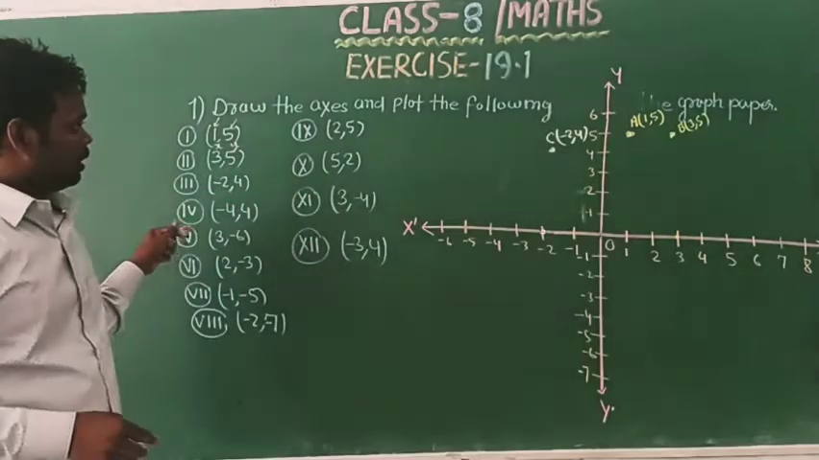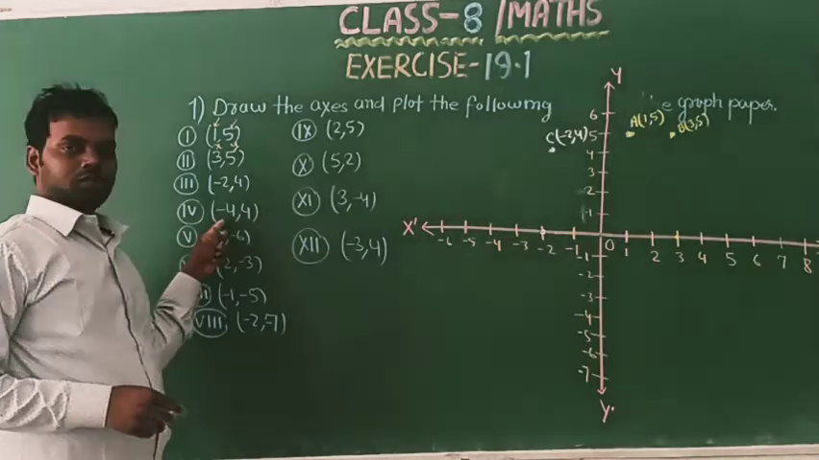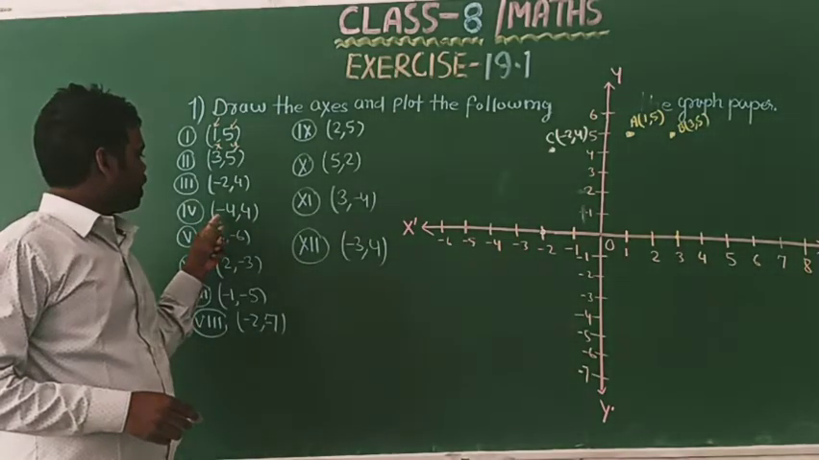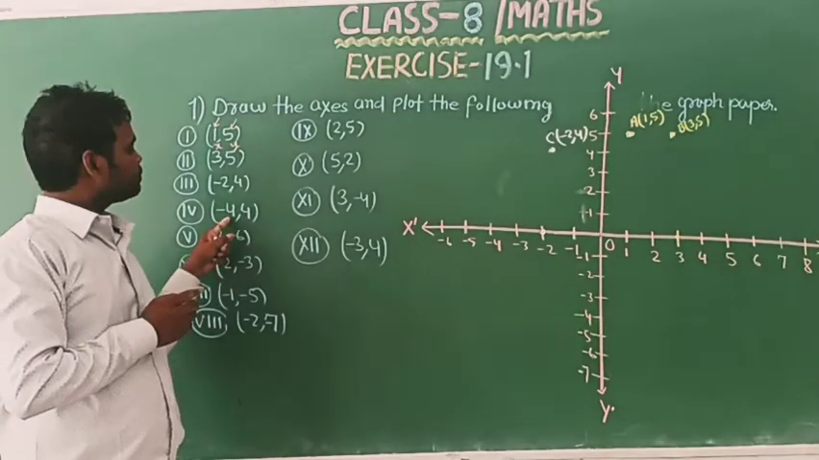To locate the point 4 comma 4, similarly, the point lies in the second quadrant.